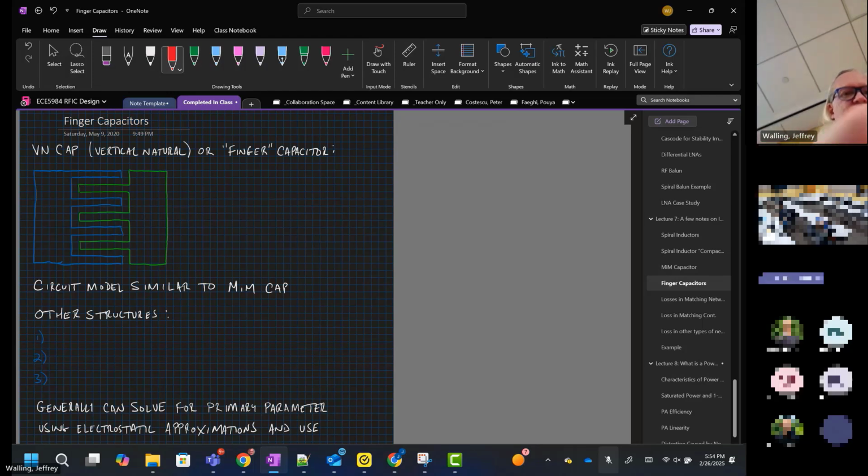Generally here, the fingers are increasing the coupling area. You could theoretically just bring two pieces of metal close together, but when you do this interdigitation, it increases the total area of the capacitor.